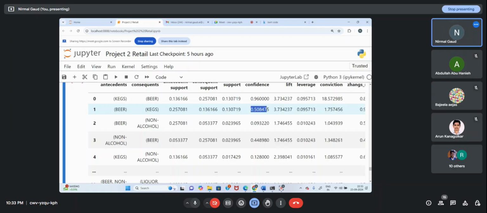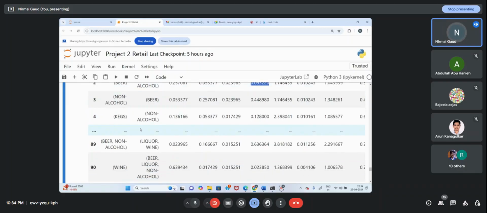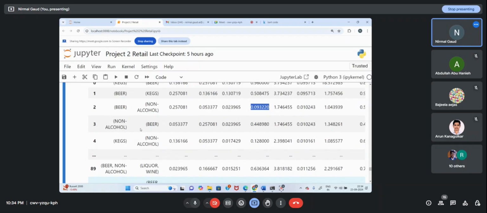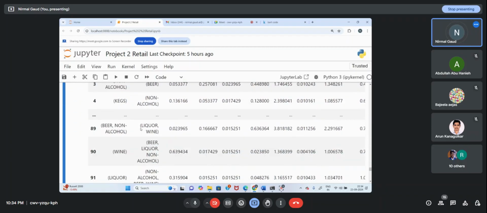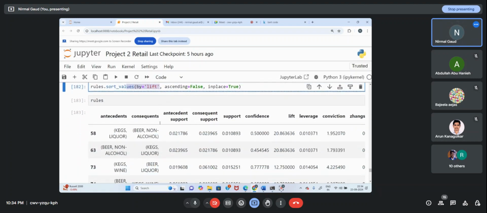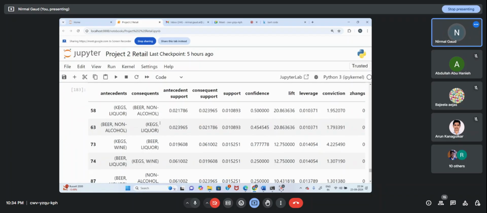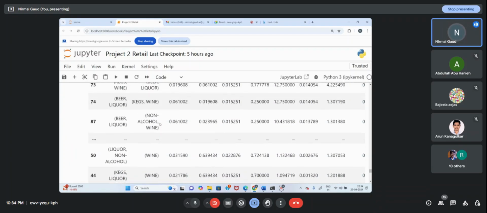0.50, only 50% confidence. Beer and non-alcohol, that means only 9% confidence. So these are the combinations which are being prepared by the rules. We can sort them with the help of lift, and this is the sorted data frame.